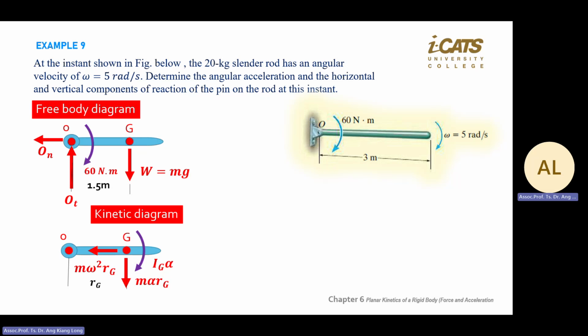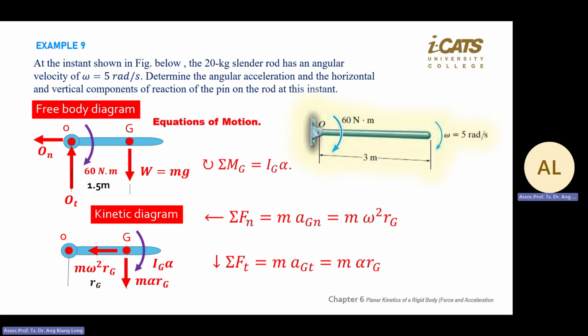Okay, correction. Just now I said no AN, which is wrong, because the question gives you omega here. If omega is 0, then no AN. If omega is given, then there is an AN. AN equal to omega square R. And then you put in the moment there, IG alpha. So you put in these three equations. Mg equal to IG alpha.